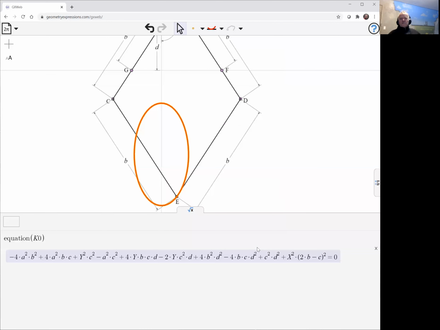Now, something that one could do a little bit of algebra on is to work out how to relate these various different distances to the major and minor axes of this ellipse. So I'll leave that for you to think about.